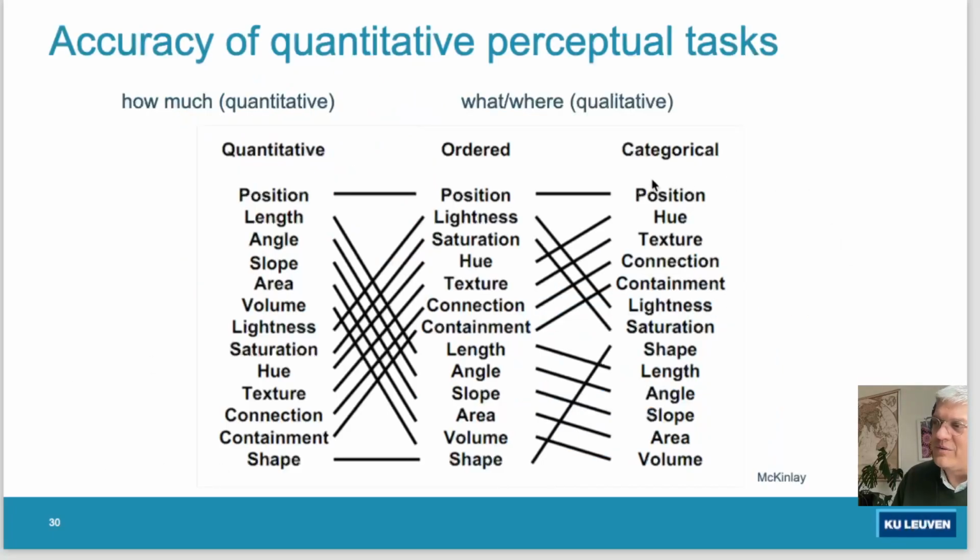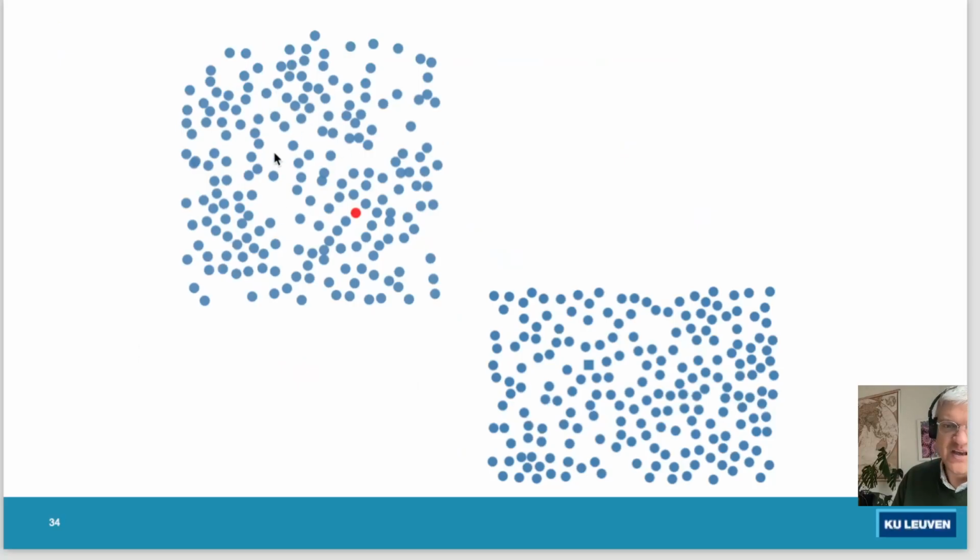What does that also mean? Well, position is better. So what would be even easier than this is if you would have a whole group of points over here and one point on the left. That would be even easier than this plot, right?